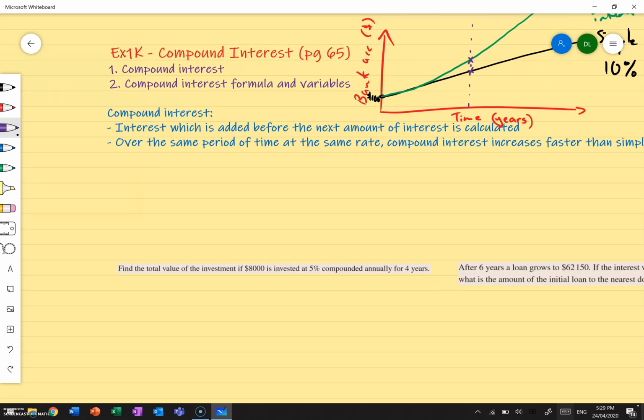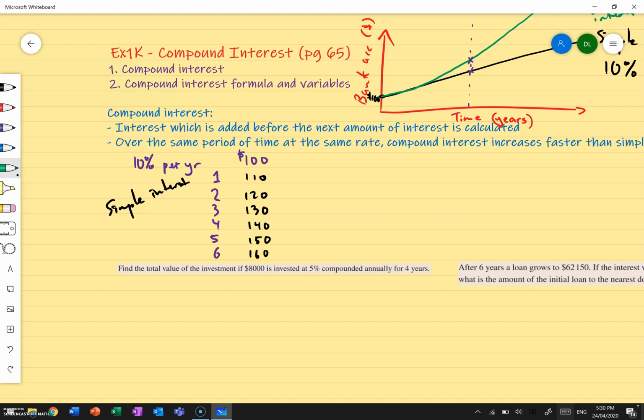So, for example, same 10% per year. Let's say I've got $100. Sorry, my first year, second year, third year, fourth year, fifth year. Sorry, gosh, I can't count. Sixth year. My first year, we'll still have $100, right? But after that, I'll end up with 110, and then I've got plus 10, so 120, 130, 140, 150, 160, right? That's my simple interest. So I should write simple interest in black.